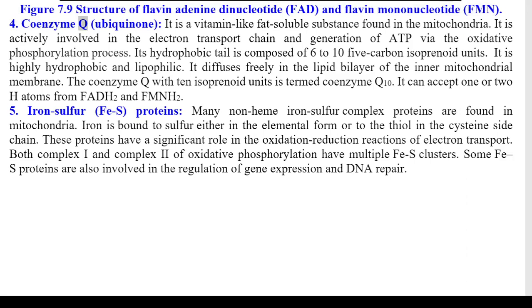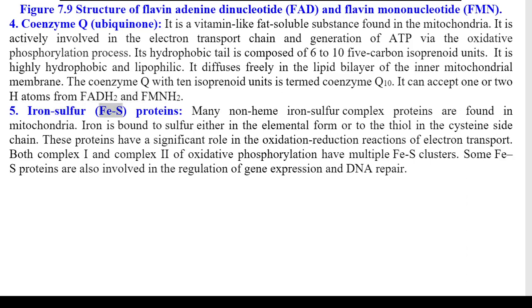Coenzyme Q, ubiquinone. It is a vitamin-like fat-soluble substance found in the mitochondria. It is actively involved in the electron transport chain and generation of ATP via the oxidative phosphorylation process. Its hydrophobic tail is composed of 6 to 10 five-carbon isoprenoid units. It is highly hydrophobic and lipophilic. It diffuses freely in the lipid bilayer of the inner mitochondrial membrane. Coenzyme Q with 10 isoprenoid units is termed coenzyme Q10. It can accept 1 or 2 H atoms from FADH2 and FMNH2.